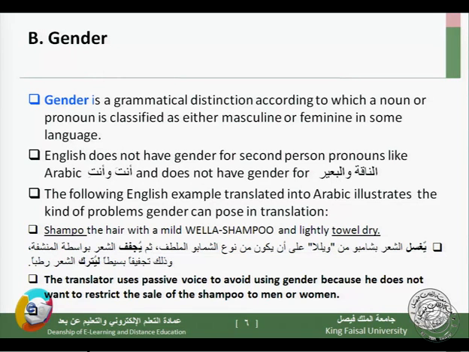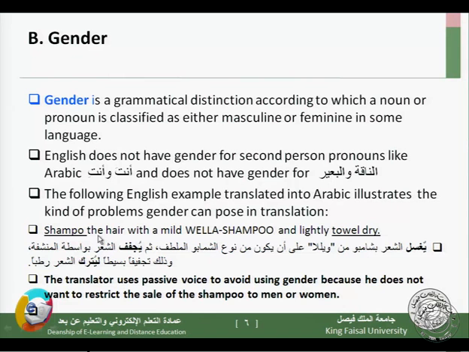But imagine, now we have in Arabic الناقة والبعير. الناقة is a female and البعير is a male. Now in English they don't have this. This is gender. You need to be careful about gender. Now we have this example. The following example, translated from English into Arabic, illustrates the kind of problems you would face when you are dealing with gender.